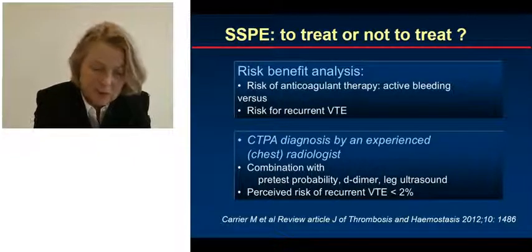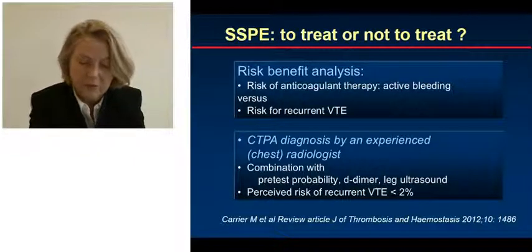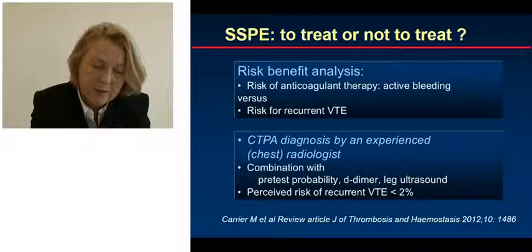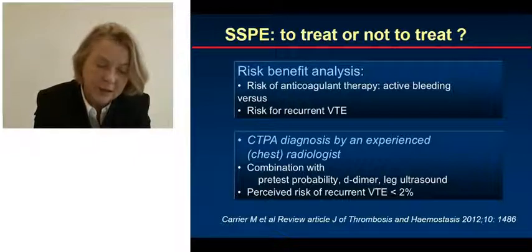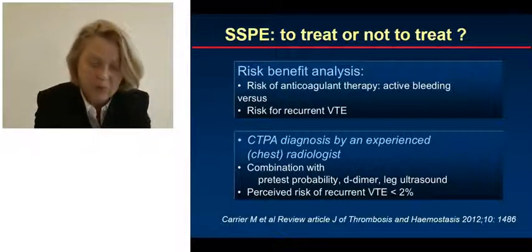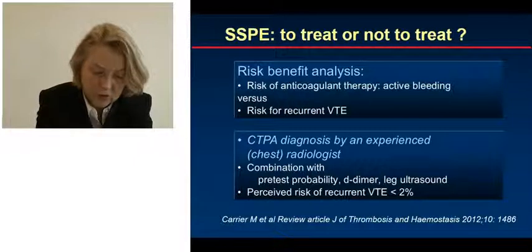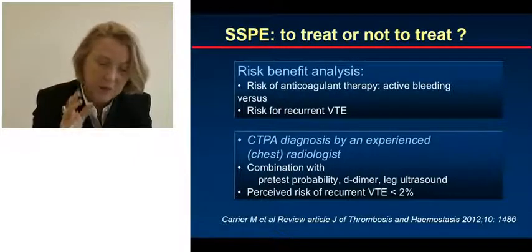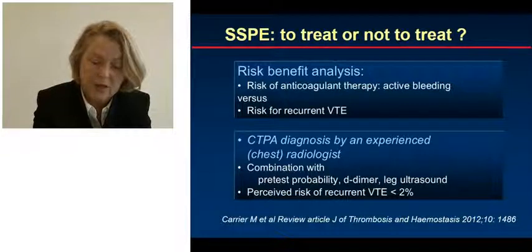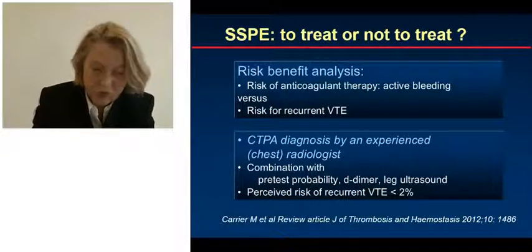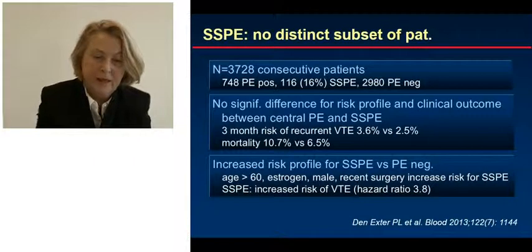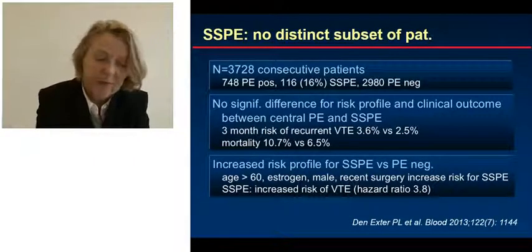This is a similar statement by another review, and this alludes again to the fact that CTPA of peripheral arteries should be diagnosed by an experienced chest radiologist. And again, they were alluding to the combination of pretest probability, D-dimer test, and the role of leg ultrasound to have a perceived risk of recurrent VTE smaller than 2%. This is the other direction.